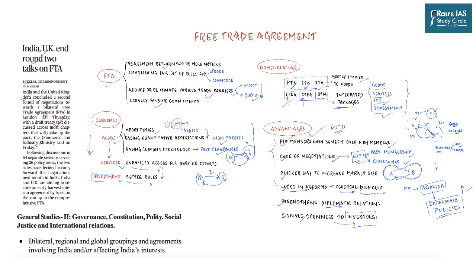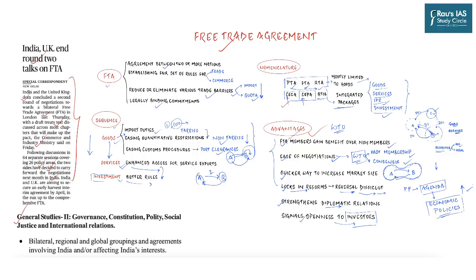Now, following the discussion in 64 separate sessions covering 26 policy areas, the two sides have decided to carry forward the negotiations next month. So, the free trade agreement between India and UK has not been finalized yet. But nonetheless, understanding of free trade agreements is extremely important to understand India's external relations as well as India's economy.